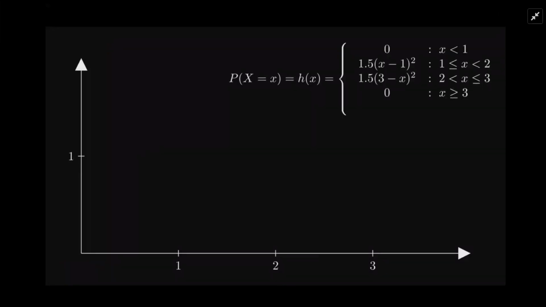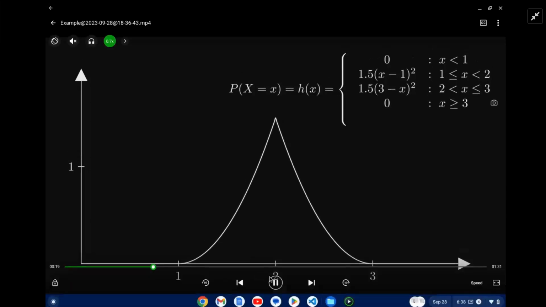All right, so there's the PDF. We're going to draw the function, so it looks like that. Now we want the CDF. The CDF is the area under the curve. It gives us the probability.